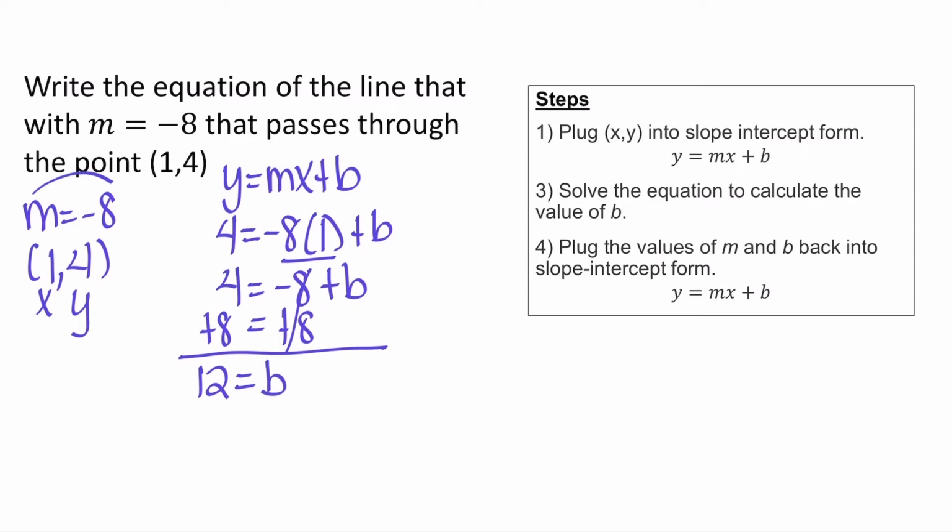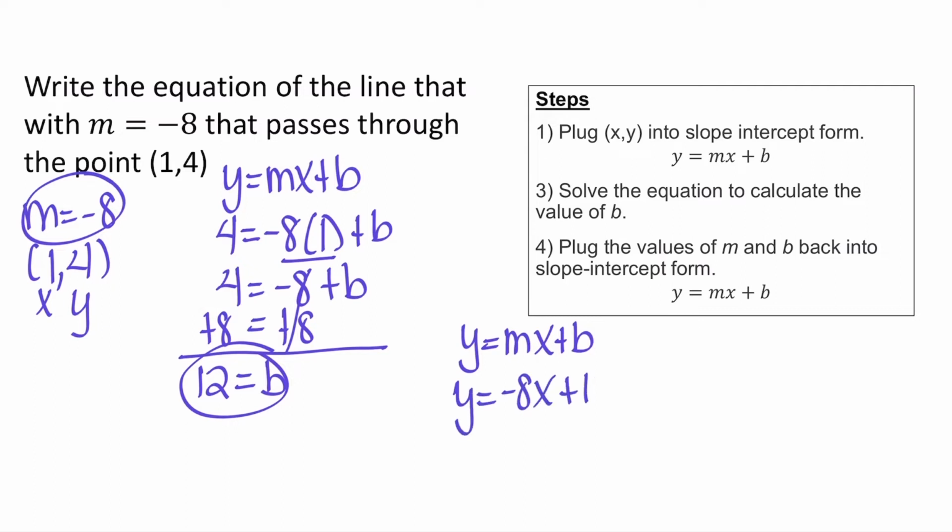So I'm going to take this value of m and this value of b and plug into my equation y equals mx plus b. When I do that, I get y equals negative 8x plus 12, and that is the equation of the line.